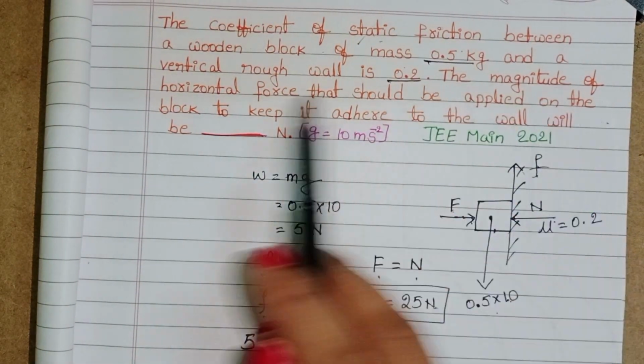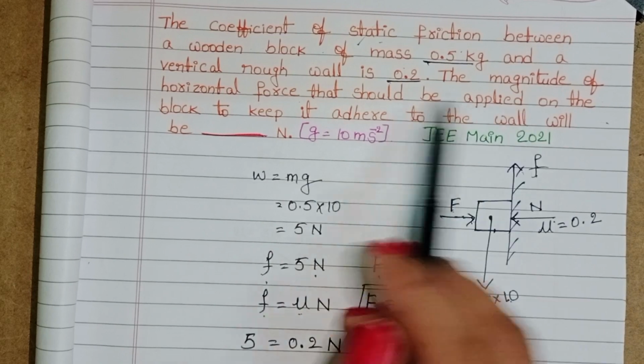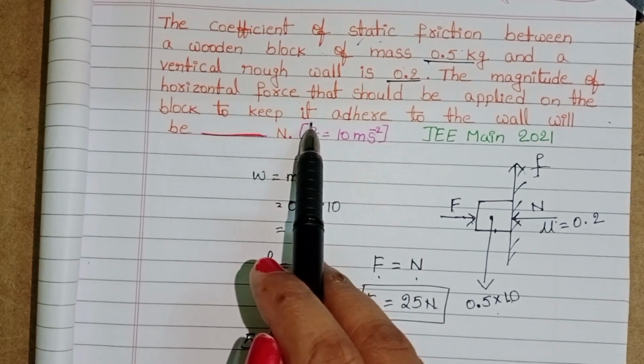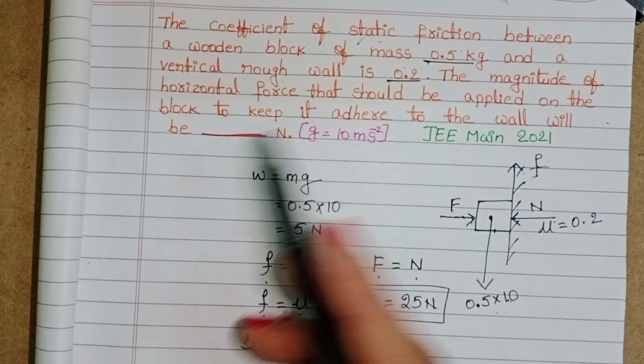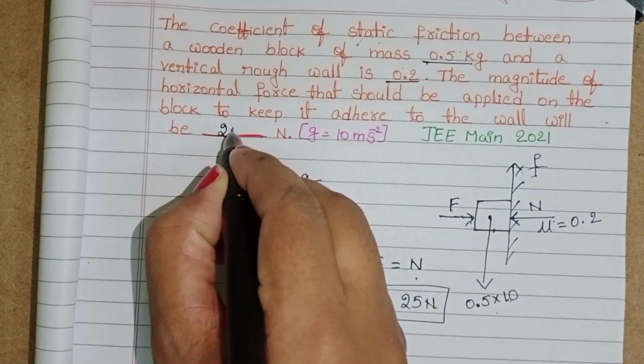So the magnitude of the horizontal force that should be applied on the block to keep it adhere to the wall will be 25 Newtons.